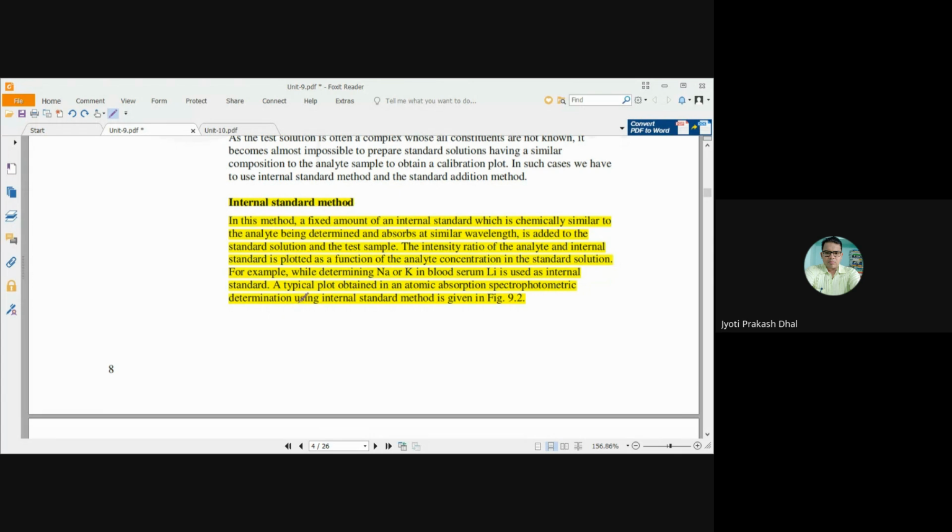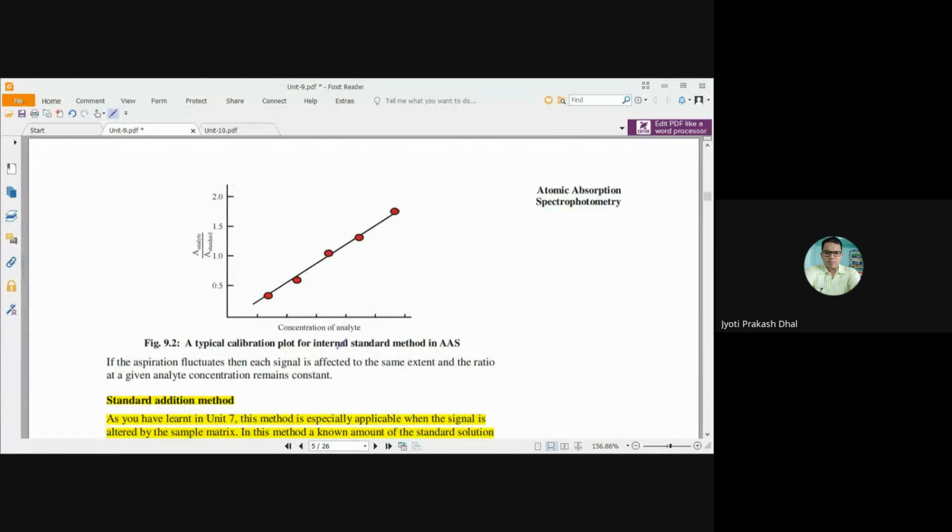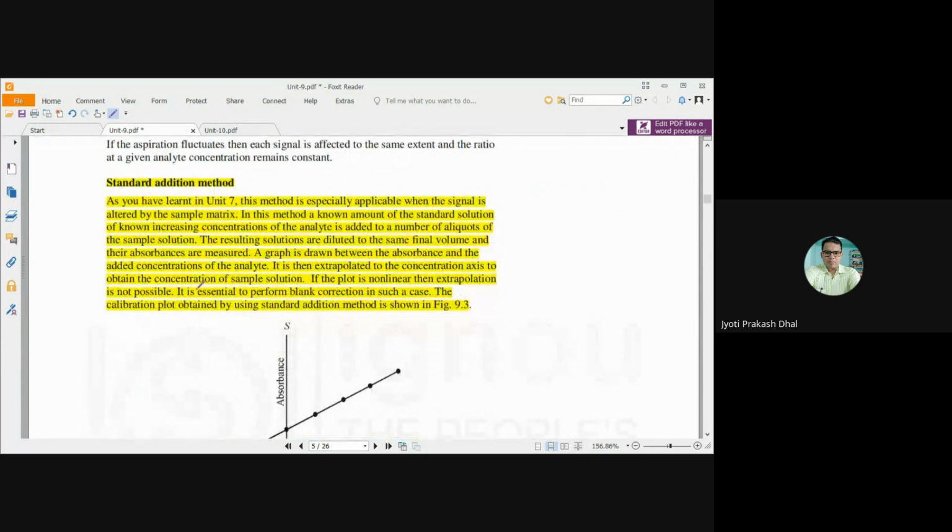A typical plot is obtained in atomic absorption spectrometric method. You can see here the absorbance of the analyte relative to the absorbance of the standard solution, which is plotted on the y-axis, and on the x-axis the concentration of the analyte. Now coming to the standard addition method.